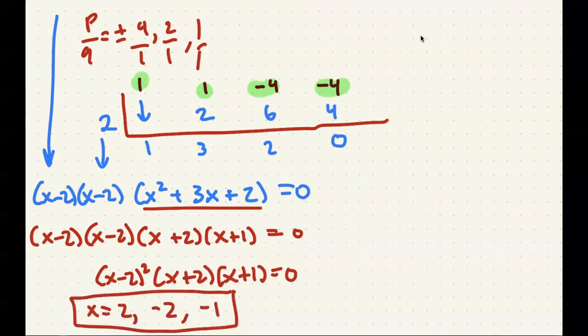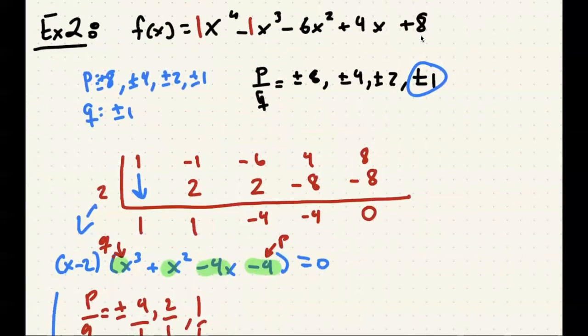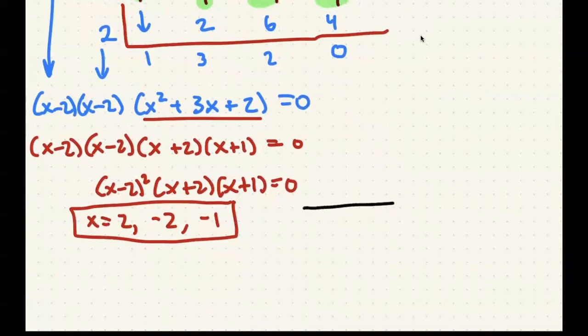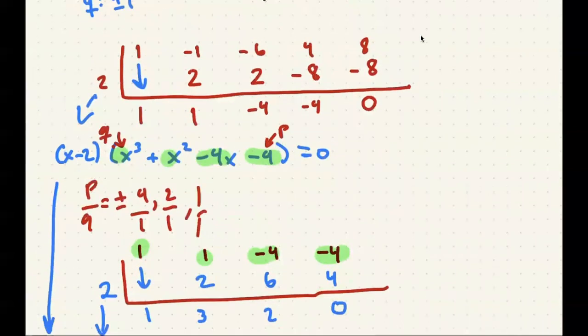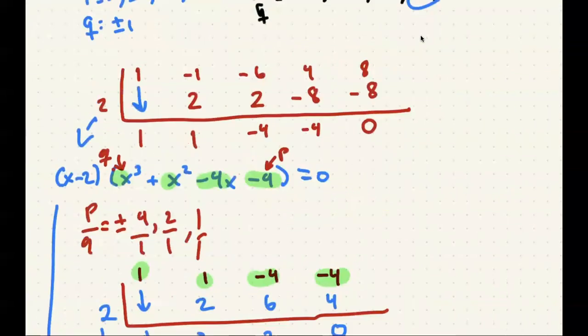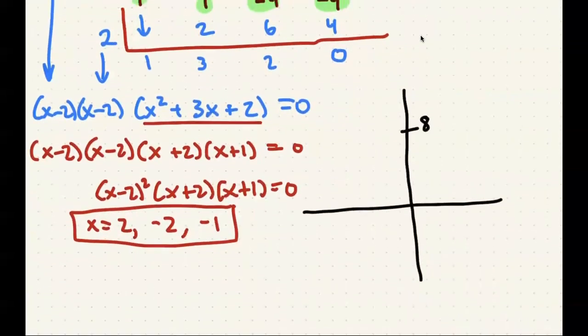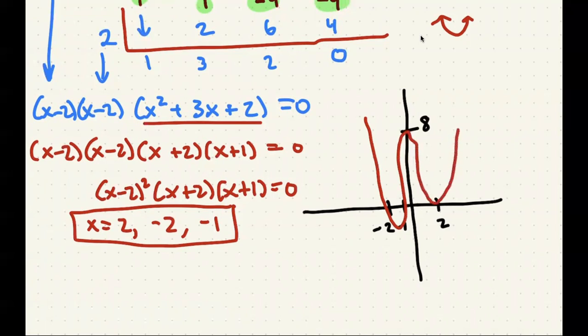Given that information, we could technically graph our function. We go back to the original, and our original would have a y-intercept of 8. How do I know that? This is our constant term. So a y-intercept of 8, and the zeros would be at 2, -2, -1, and 2. We know this is degree 4 and positive, so the shape goes down, up, down, and then this one touches here. You know it touches there because of its multiplicity.